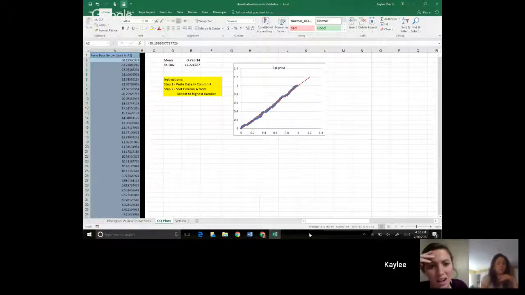So when we do the QQ plot, that's the time that we always sort from smallest to largest? Yeah. Okay.